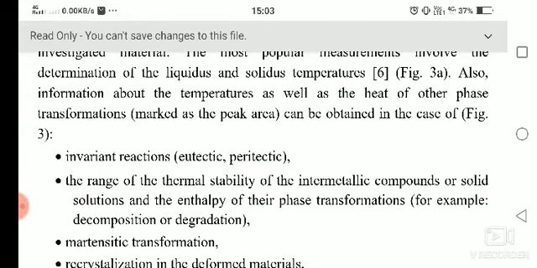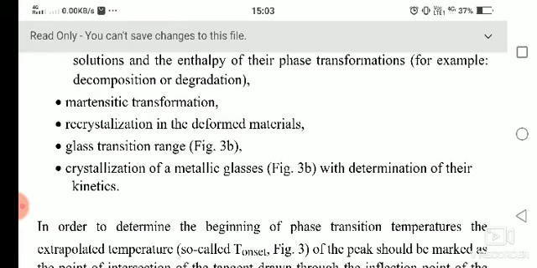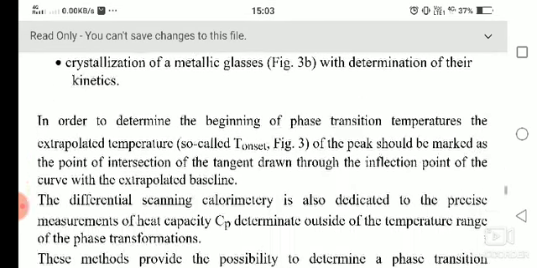The information about the temperature as well as the heat of phase transformation can be obtained in case of invariant reactions, eutectic or peritectic. Also the range of thermal stability of the intermetallic compounds or solid solutions, and the enthalpy of phase transformation, martensitic transformation or recrystallization in deformed materials, or glass transition range or crystallization of the metallic glasses.